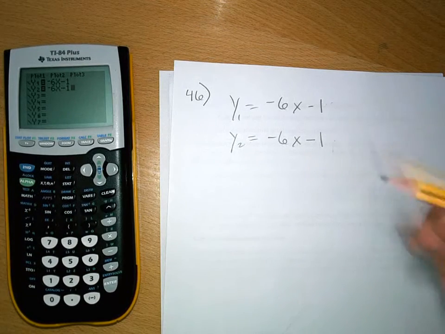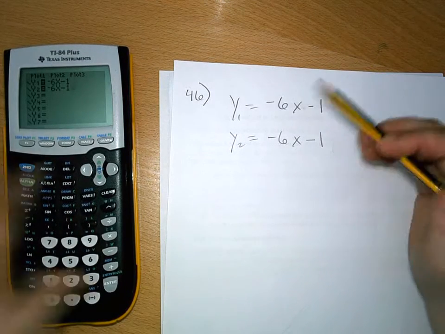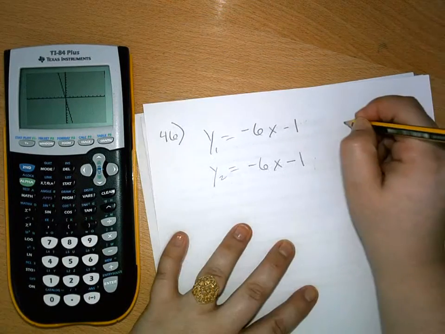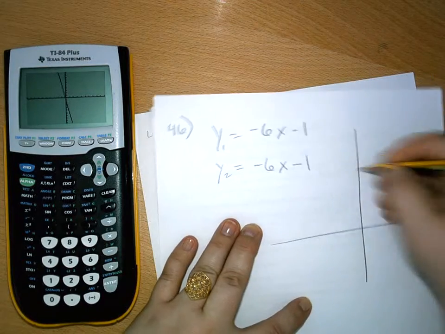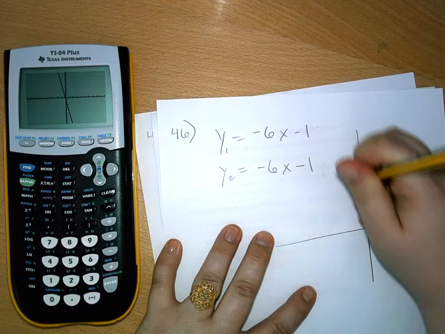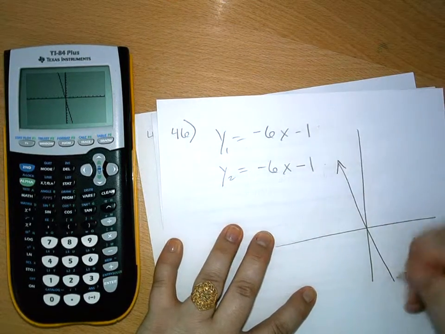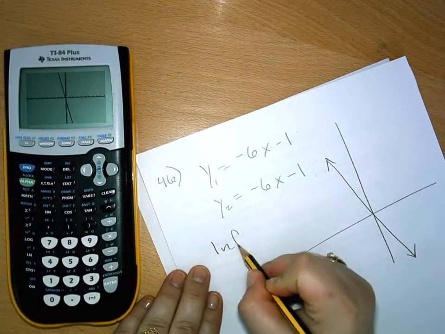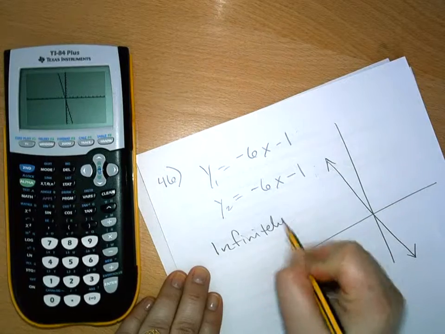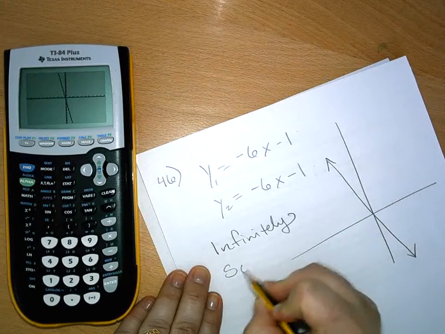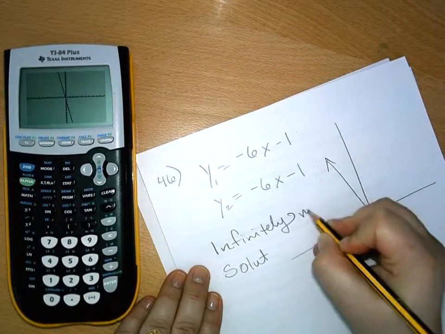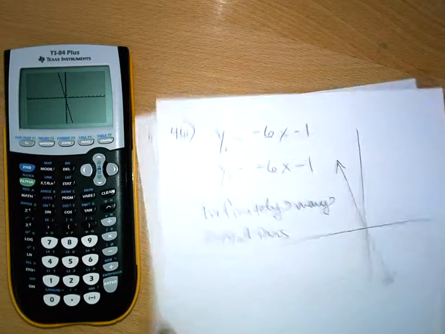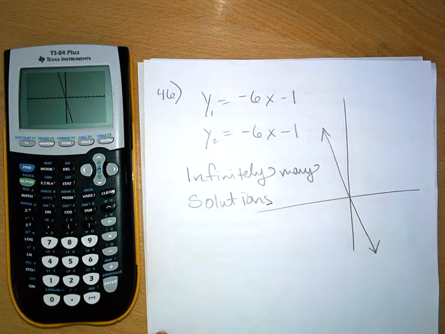So we have the same equation, and guess what? It's only going to graph one line. Oh my goodness. Yeah, you guys probably weren't that shocked, okay? So now we have one line, and the solution, we call the solution infinitely many solutions. So there you have it. Three examples for your homework.